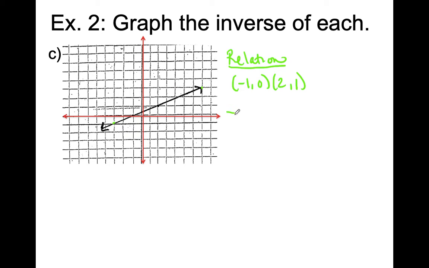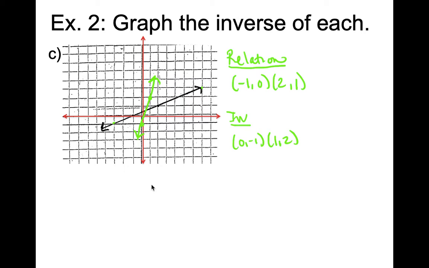So if that's my relation, then my inverse would have the point 0, -1 and the point 1, 2. So 0, -1 is right here. The point 1, 2 is right here. Connect our dots, draw our arrow, and there would be the inverse of our relation that we graphed.